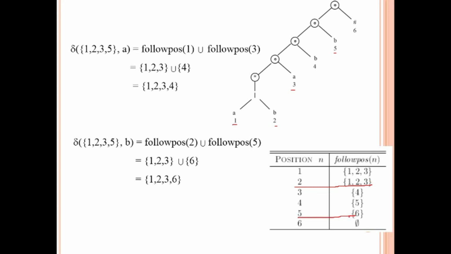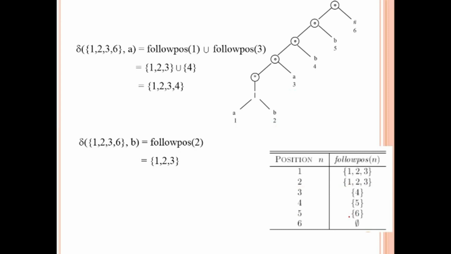Now in these transitions we can see 1 2 3 6 is the new state which you have got. On this state we'll apply A and B. Let's move on to the next state. So 1 2 3 6, out of these four positions, which positions correspond to A? Again it is 1 and 3, so we'll take follow position of 1 union follow position of 3. Look into the table, it is again same thing, 1 2 3 and 4. Let's take union of these, we'll get 1 2 3 4.